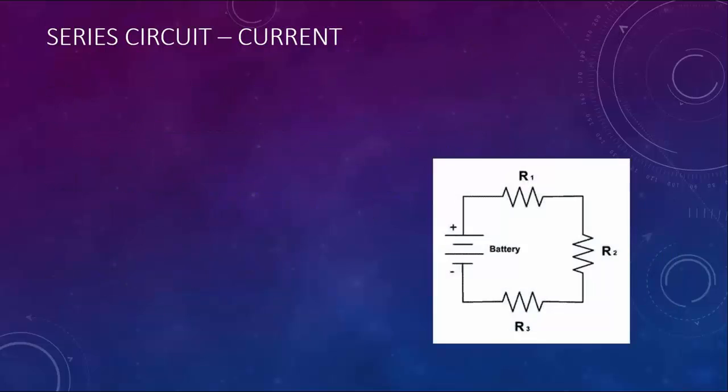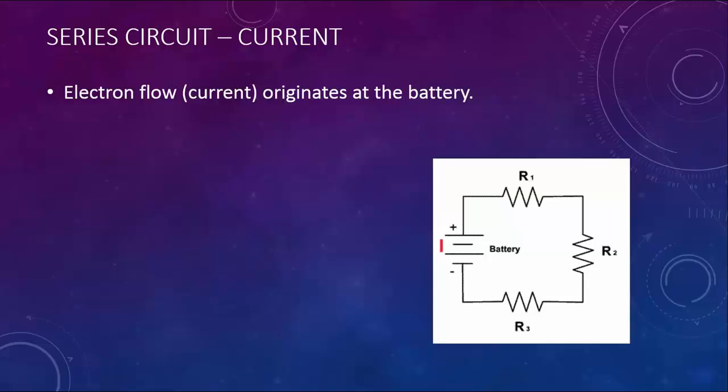Now let's look at current. The electron flow, the current, originates at the battery.